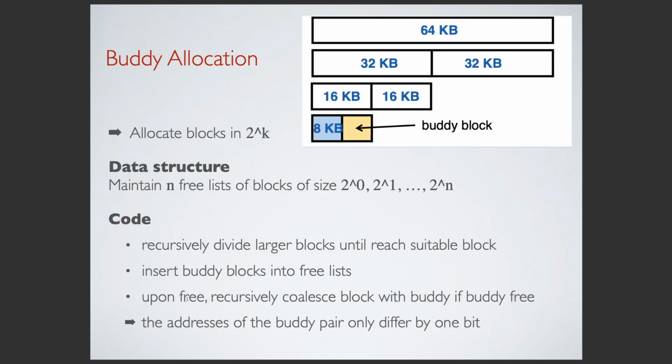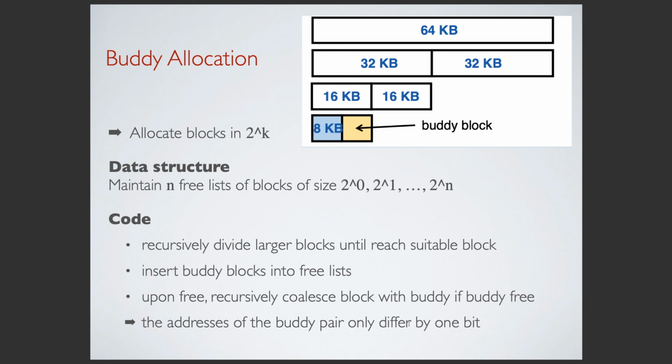When you free a block, it's also very simple. You check if the buddy is free. If the buddy is free, you merge, and then you do it recursively. This one here, you check the buddy, is it free? You merge. And then again, and so on. What's nice with this power of 2 allocation is that the addresses of the buddy pair differ by only 1 bit. That's why.